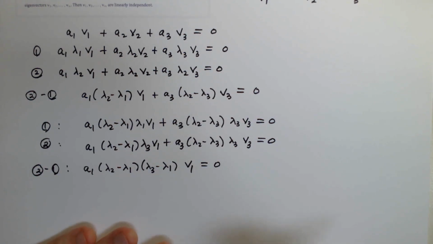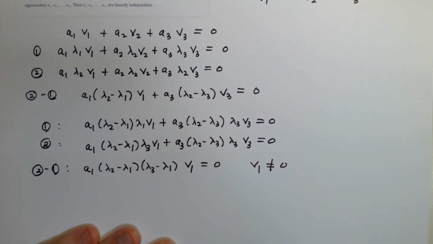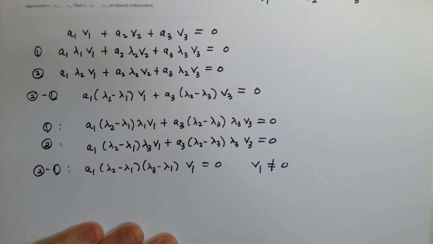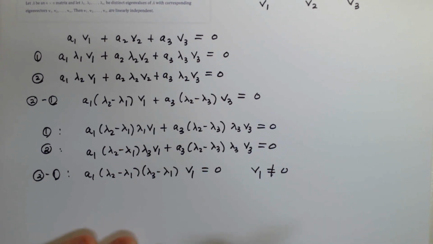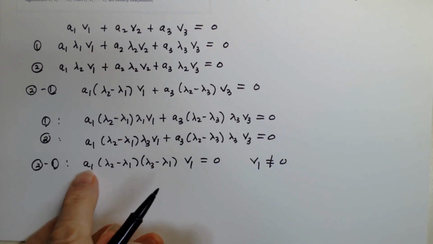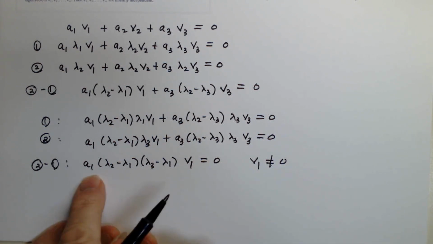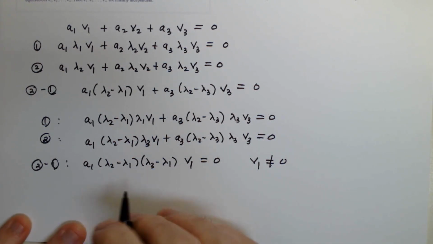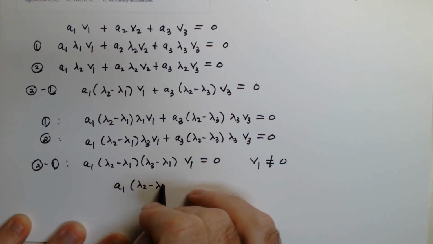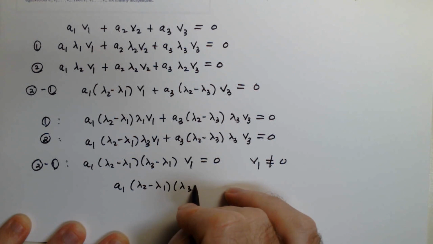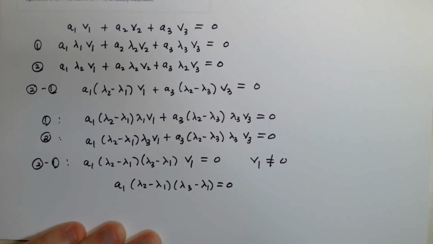Now here's one thing we know. We know that V1 is not the 0 vector. That's a hallmark property of an eigenvector. An eigenvector is never the 0 vector. So we know that V1 is not the 0 vector. So the only way that this scalar times this vector can equal the 0 vector is if this scalar is equal to 0. So we know that A1 times (lambda 2 minus lambda 1) times (lambda 3 minus lambda 1) must itself be equal to 0 as a scalar.